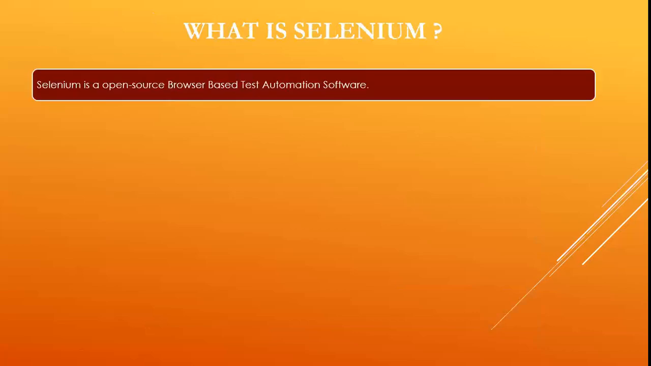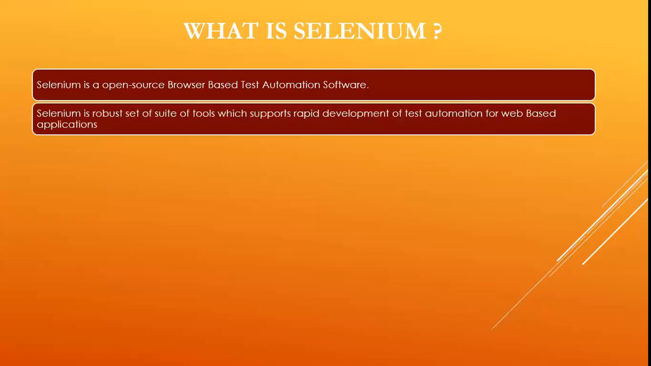What is Selenium? It is a really very interesting question. Selenium is an open source browser-based test automation software. As I explained earlier, it is an open source tool. And Selenium is a robust suite of tools which supports rapid development of test automation for web-based applications.